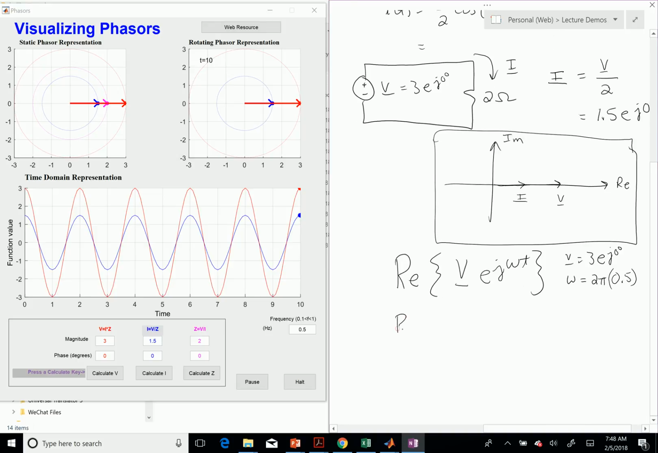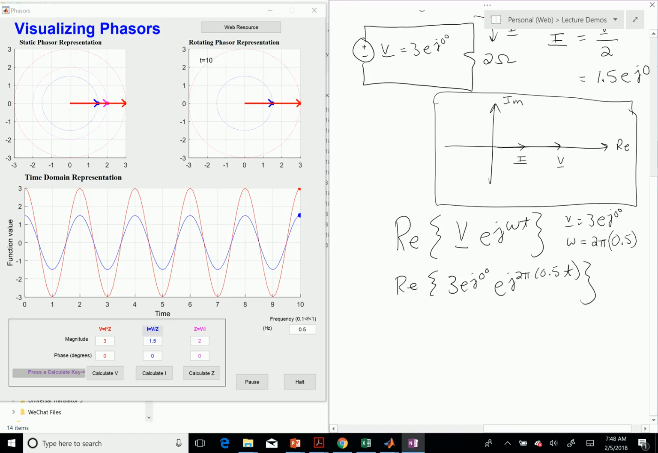So I'm going to see, for the voltage at least, right? I'm going to see 3 e to the j 0 degrees times e to the j 2 pi times 0.5 t. Now what is that going to look like, okay? Well, essentially what I'm going to see is this will be the stationary phasor that's going to show me what we have just been calling the phasor. So this is going to be in the upper left.